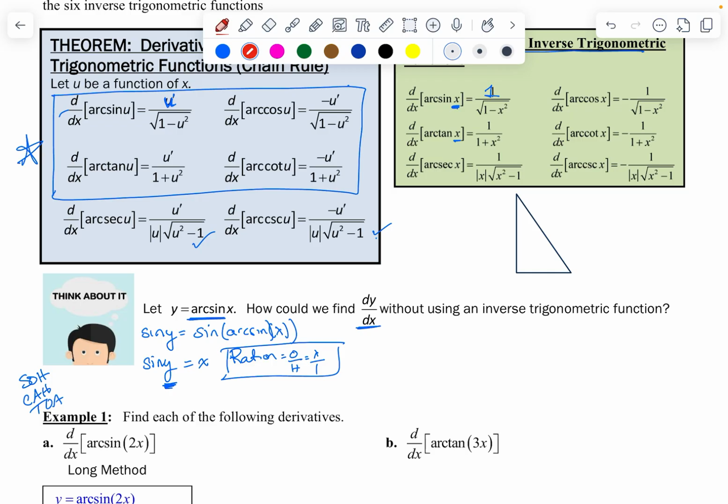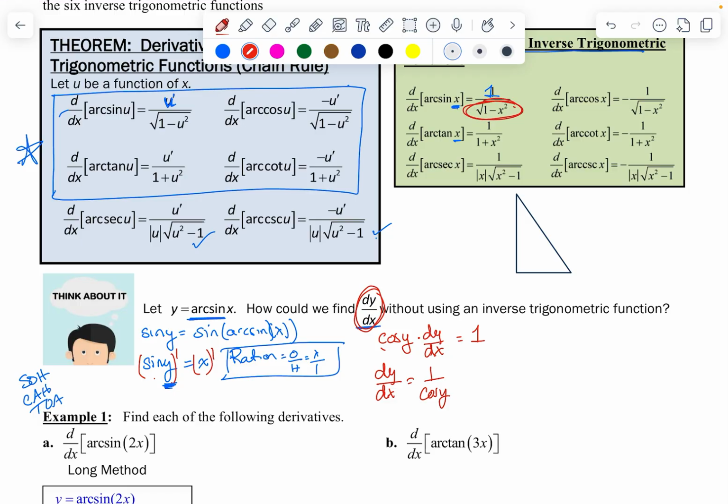So now that we have our function in terms of the regular trig function, or implicitly deriving, right? We are going to derive both sides of this equation, but we're going to find dy dx. So we're deriving sine of y with respect to x. The derivative of sine of y is going to be cosine of y times dy dx. And that is going to be equal to 1. And of course, when you solve for dy dx, you end up with 1 over cosine of y.